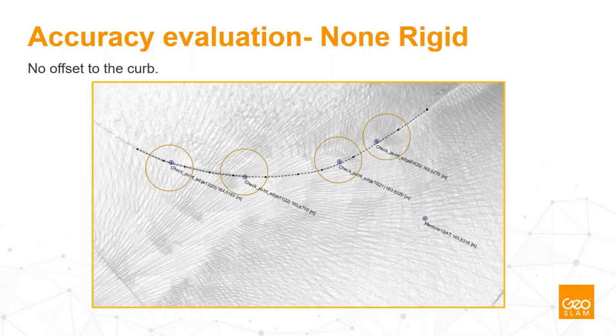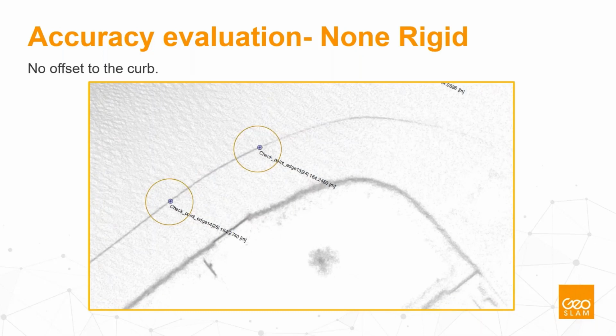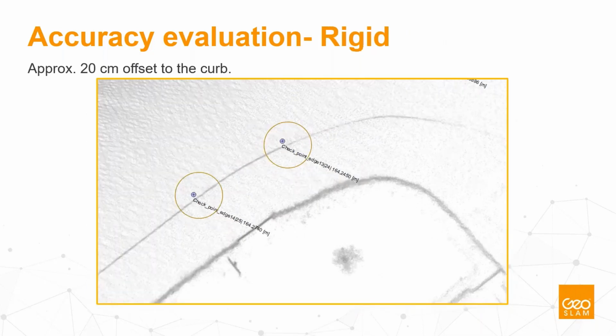And then if I show you the non-rigid point cloud processed with our adjust to control, we can see really good alignment of the control points to the curb. So this is the second example. Also around 20 centimeters offset, maybe a little bit less on that side. And here we have a difference. So you can see those points are offset to the left.